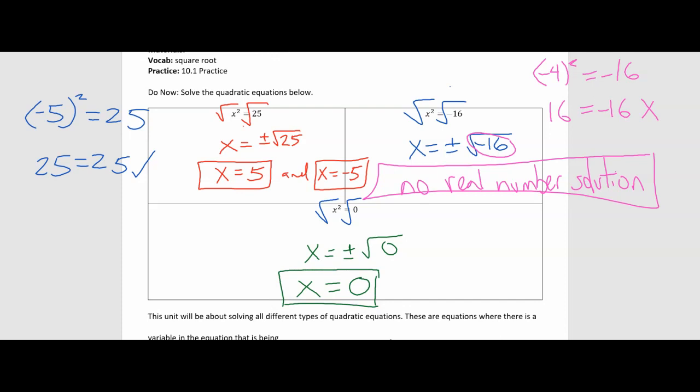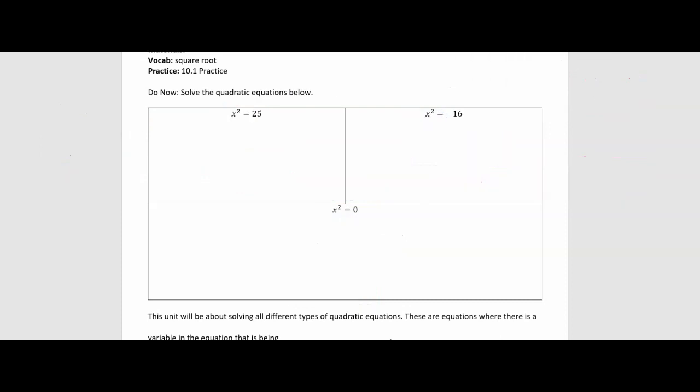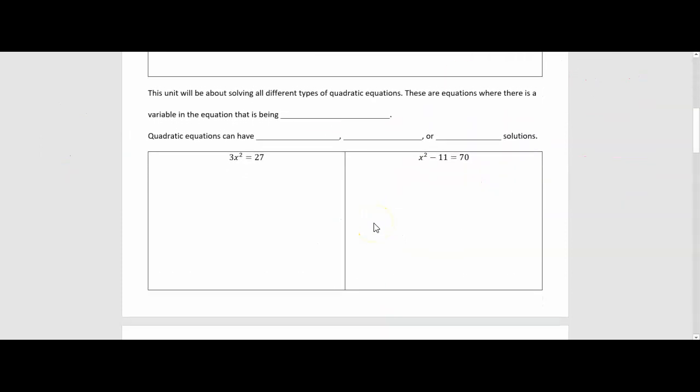So these are the three possible scenarios you may run across here. You could have an equation where there's two solutions, a positive and a negative. You could have an equation where there's no real number solutions, or you could have an equation where there's one solution. And that's what's going to go in these blanks here.